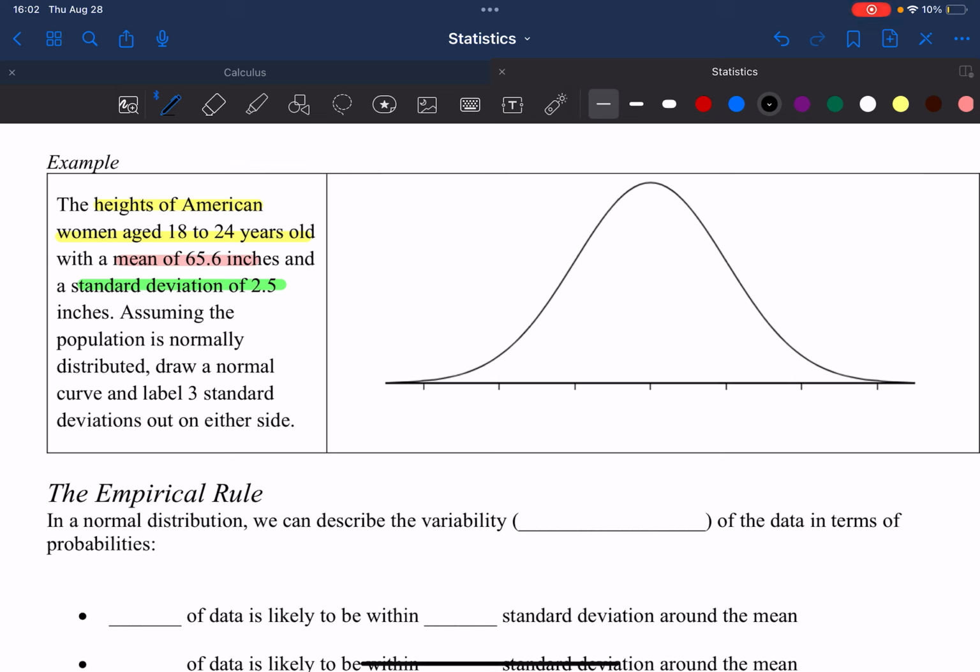So I'm going to start with my mean, 65.6, and now I'm going to add and subtract 2.5 on either side. So I get 63.1 and 68.1. Now I'm going to add or subtract 2 times the standard deviation, so that would be adding or subtracting 5. So 60.6 and 70.6. And then lastly, 3 standard deviations away would give me 58.1 and 73.1.